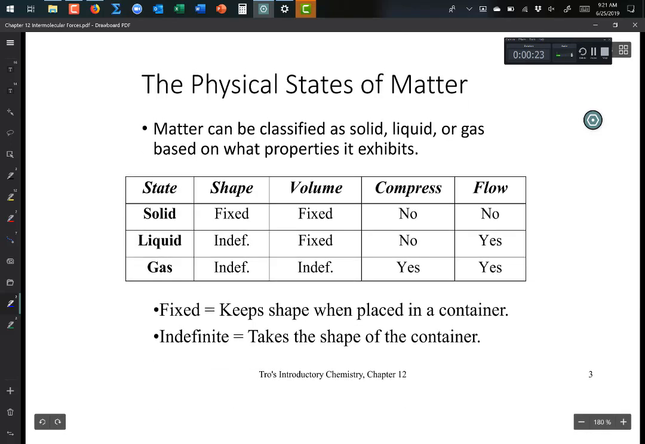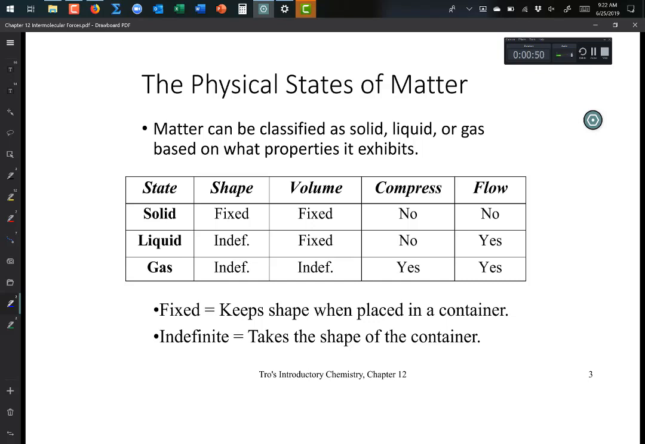So first of all, let's just review real quickly. Physical states of matter, the solid, liquid, and gas. Solid has a fixed shape. Volume is fixed. It's not compressible, and it doesn't flow, because if it was flowing, what would it be? A liquid, right? So these are solid. These are solid. This is liquid. I left it all over the table.